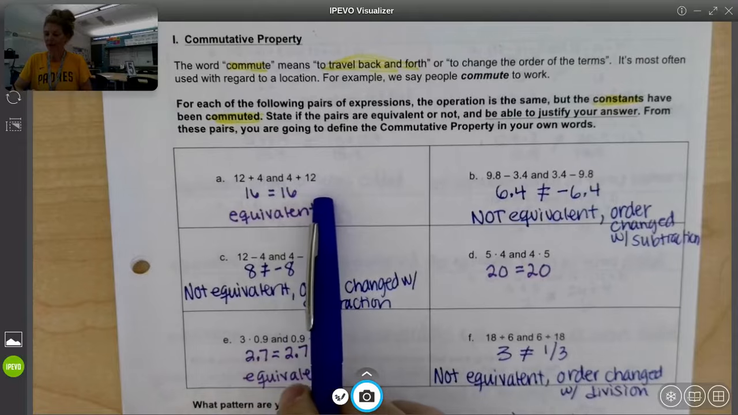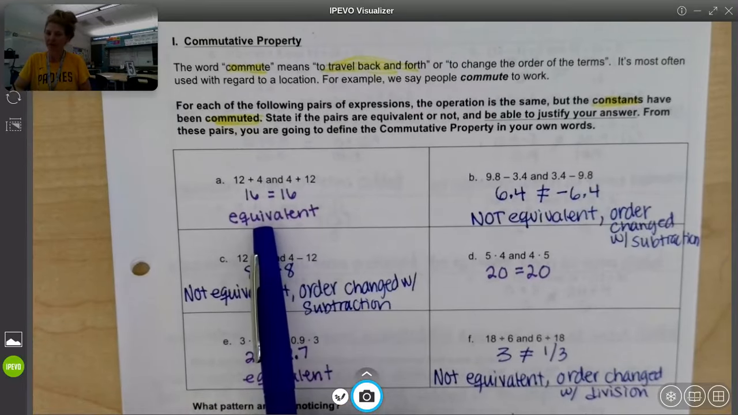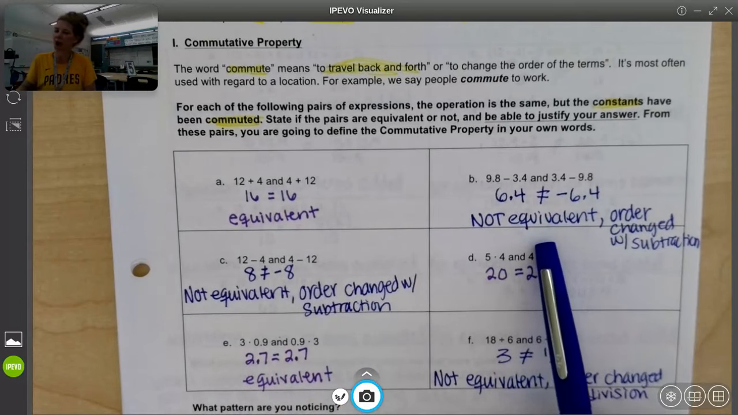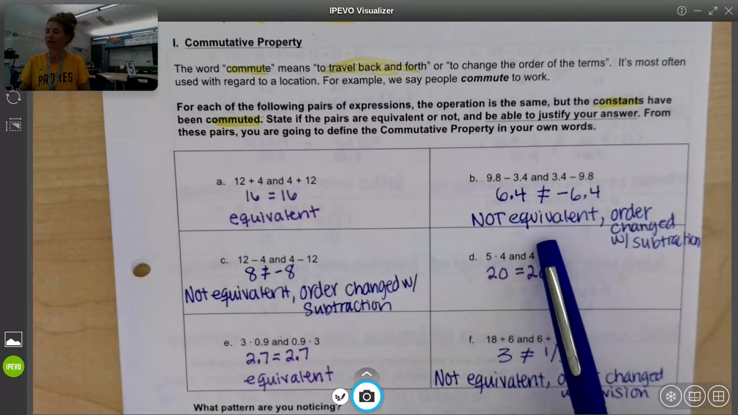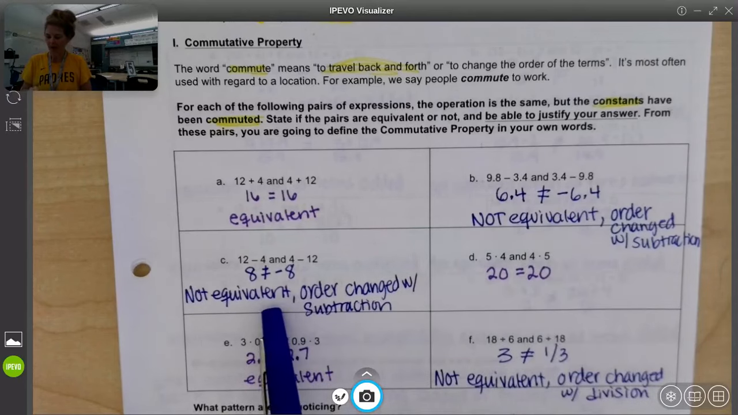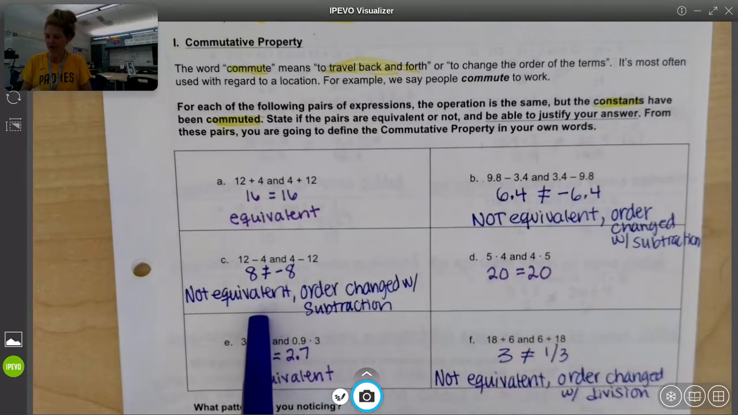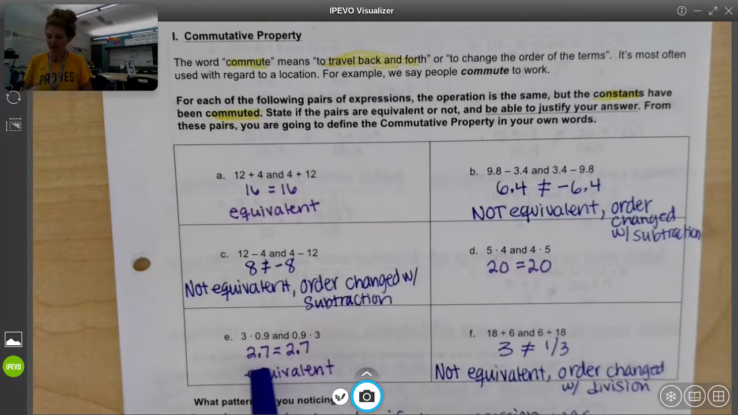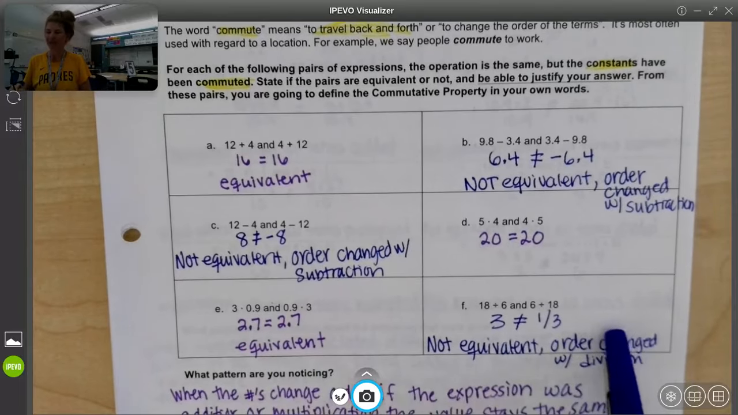So 12 plus 4 and 4 plus 12. Yes, those are equivalent. They work. What about if we use subtraction? No, they're not equivalent. The order changed with subtraction. If we use subtraction again, it's not equivalent. The order changed with subtraction. Here, the order changed with multiplication, and it worked. Here, this is multiplication, the order changed, and it worked. Here with division, the order changed and it did not work.